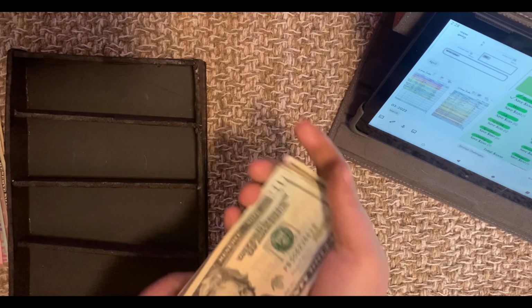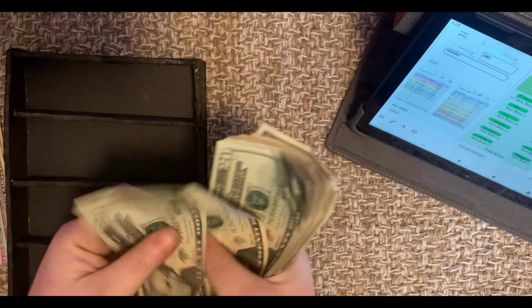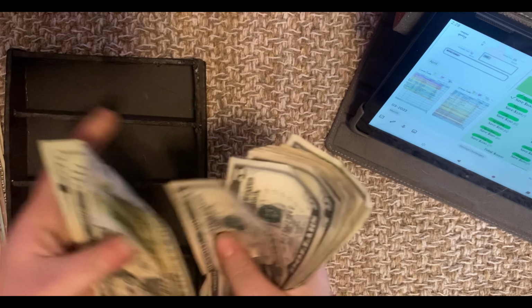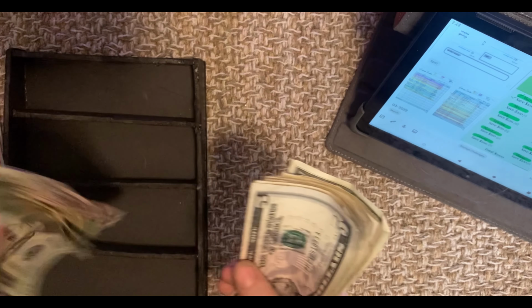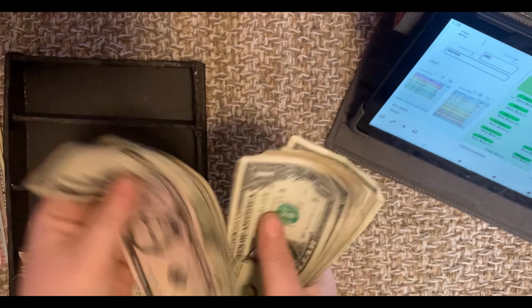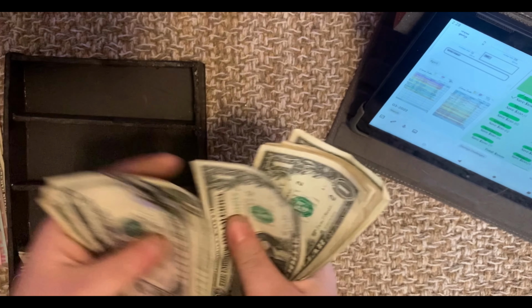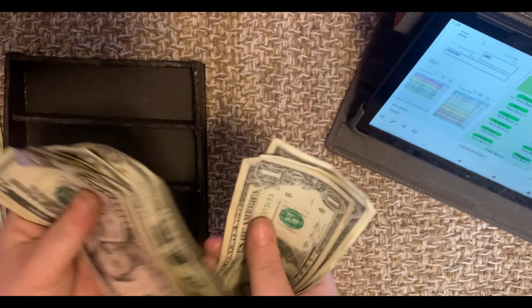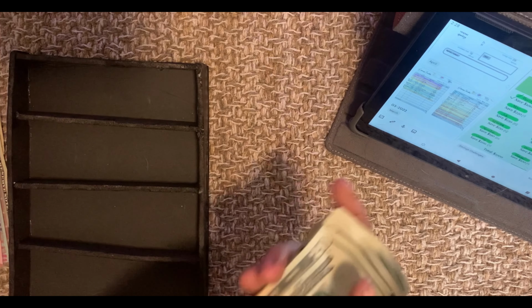So what's going back to the bank is going to be 20, 40, 60, 81, 20, 40, 60, 5, 75, 85, 95, 2, 5, 6, 7, 8, 9, 10, 11, 12, 13, 14, 15, 16, 17, 18, 19, 20, 21, 22, 23, 24, 25. So 225 is going back to the bank.